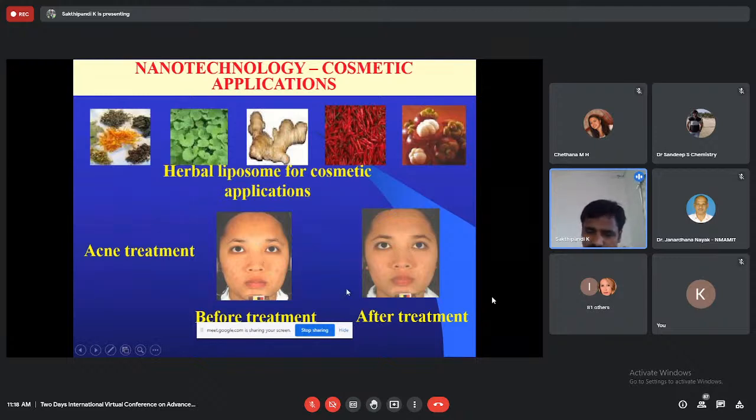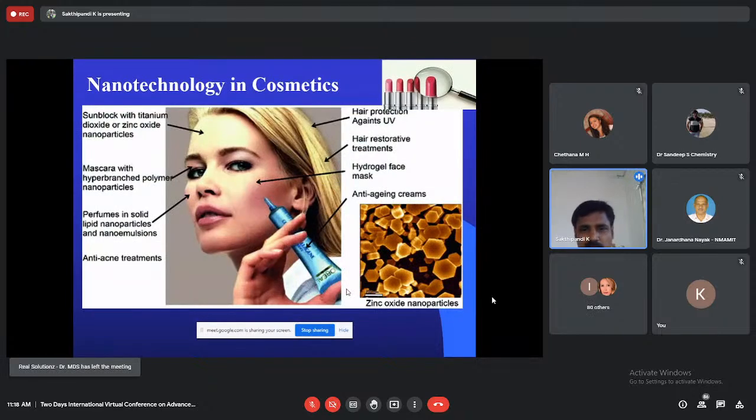You can see some difference. A commercially available nanomaterial is the face powder. Face powder is a nanomaterial. You can feel the difference: if you apply without powder and with powder, your face changes a little bit. So that is another example of a commercially available one.